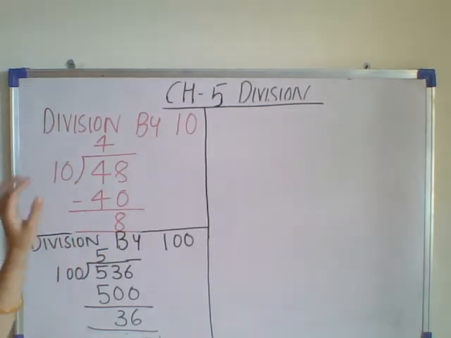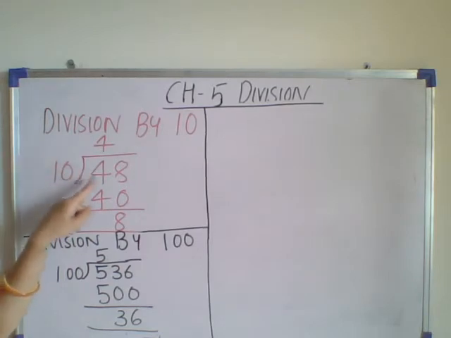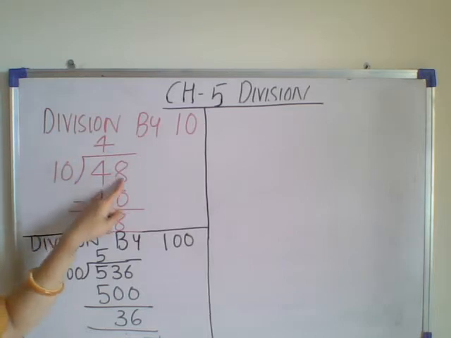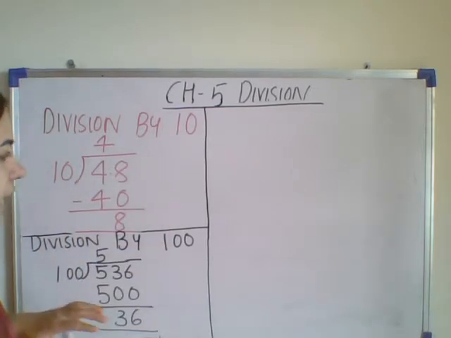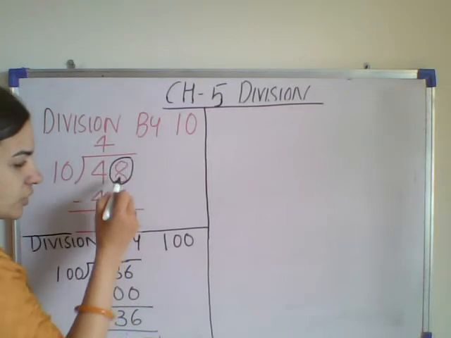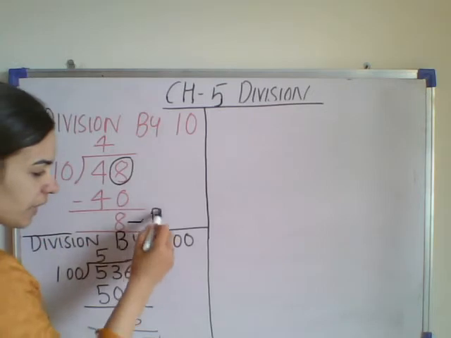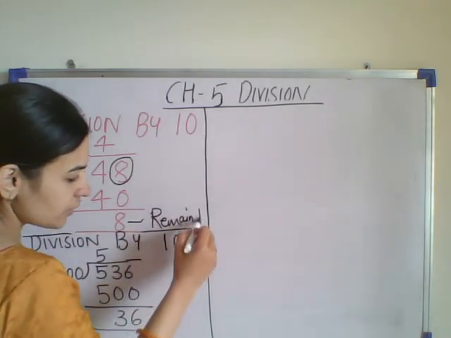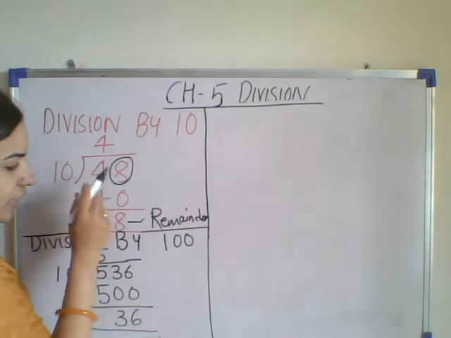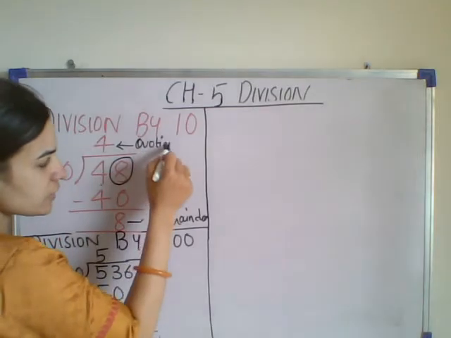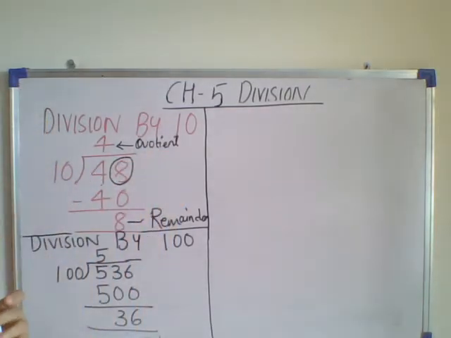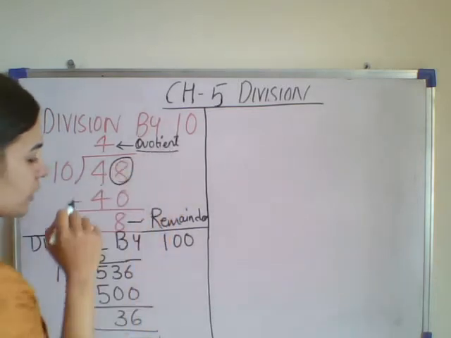So again I am repeating the rule. It says that if we divide any number by 10, the digit at the ones place, which is 8, will become the remainder, and the digit which is left, that is 4, will become the quotient.